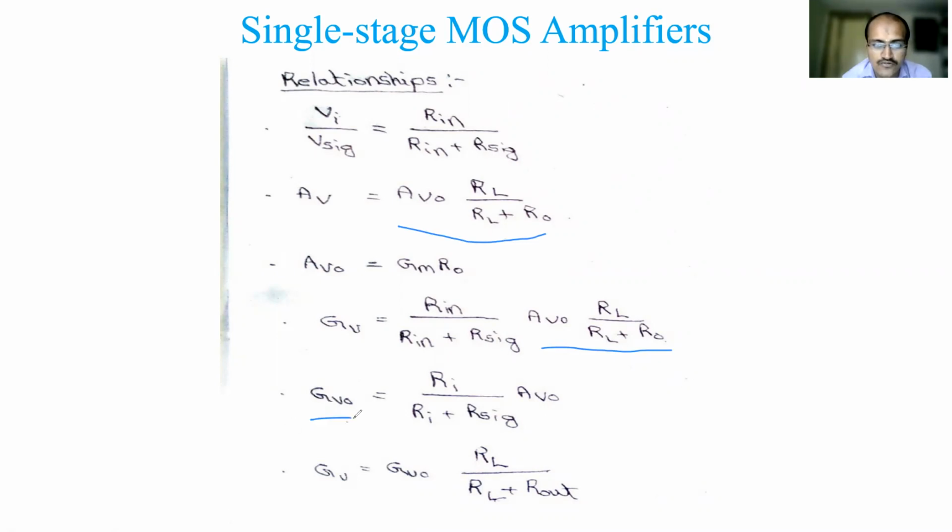Then Gvo is equal to Ri by Ri plus R signal into Avo. There is a clear difference between Rin and Ri, right? Rin is with load, and Ri is no load. That is the difference. Then Gv equals Gvo into RL by RL plus Ro. So these are a number of relationships we have. Using these, we will be doing the characterization of the amplifiers. You should be thorough with this. All these relations you have to go through, write and practice them like trigonometric relations. Okay, fine.